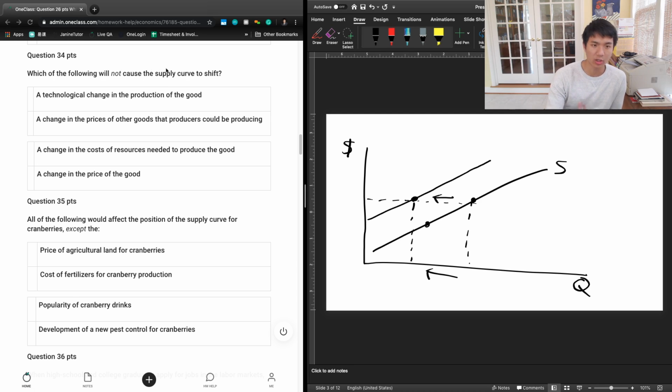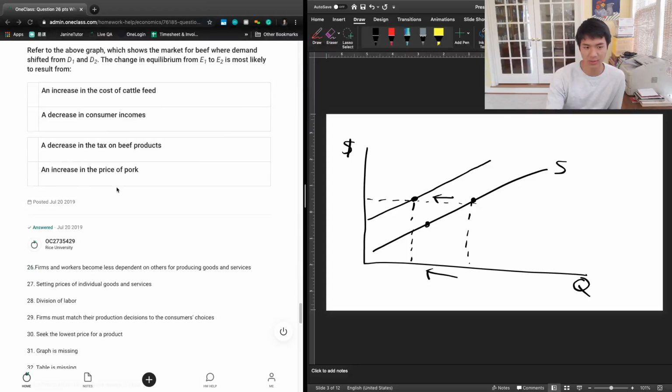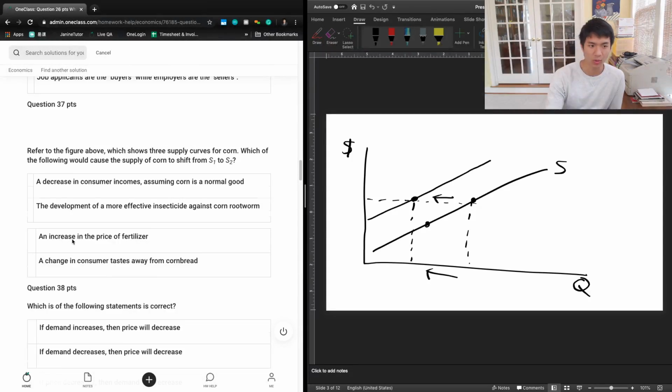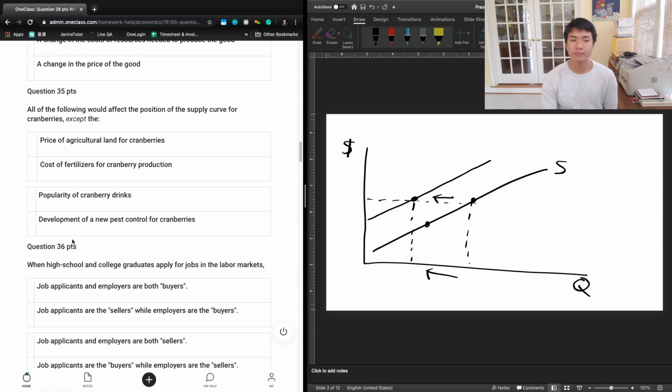Which one of the following will not cause the supply curve to shift? A change in the price of the good. So with that being said, let's take a look at the previous tutor's answer. The previous tutor said 34, a change in the price of the good. So great, we're in agreement there. Okay, so now let's take a look at the next question, which is question 35.